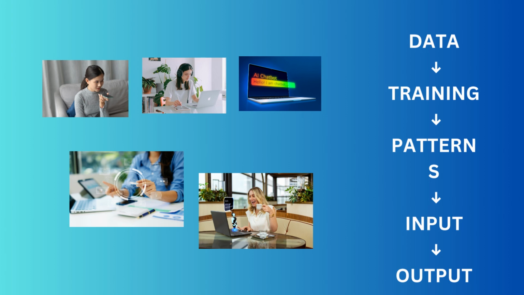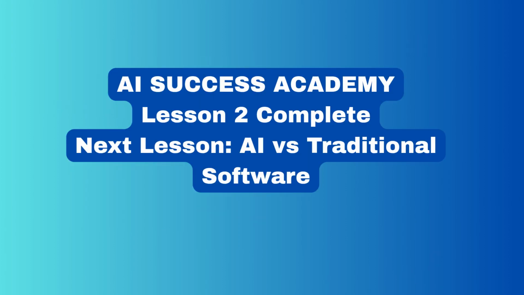AI isn't magic. At a basic level, modern AI systems learn patterns from data and use those patterns to process new inputs and produce useful outputs. Understanding this basic process will help you use AI more effectively and understand its limitations.